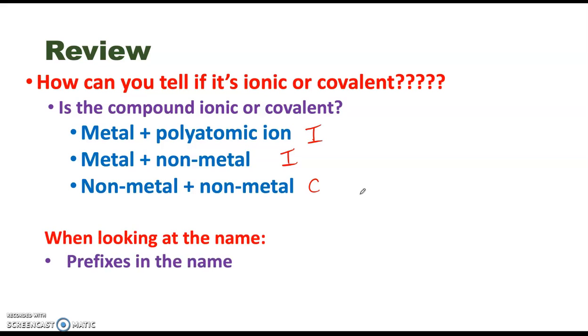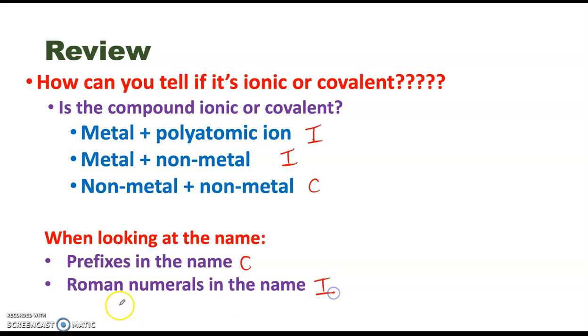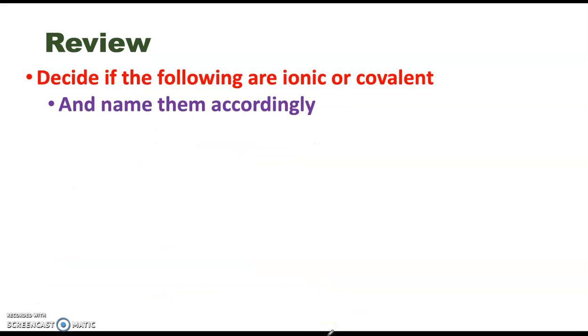Now when you look at the name, if there is a prefix in the name, that means it is covalent. If you see di, tri, tetra, penta, it's covalent. If you see Roman numerals in the name, it's ionic. If you see a Roman numeral, automatically ionic. Otherwise, what you're looking for is if it has prefixes, covalent. If it doesn't have prefixes, ionic.